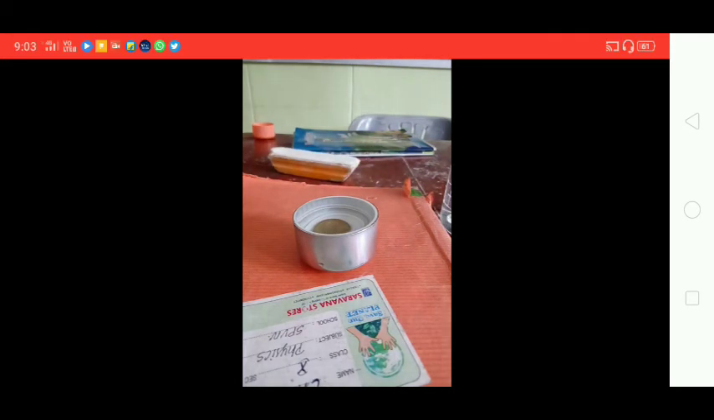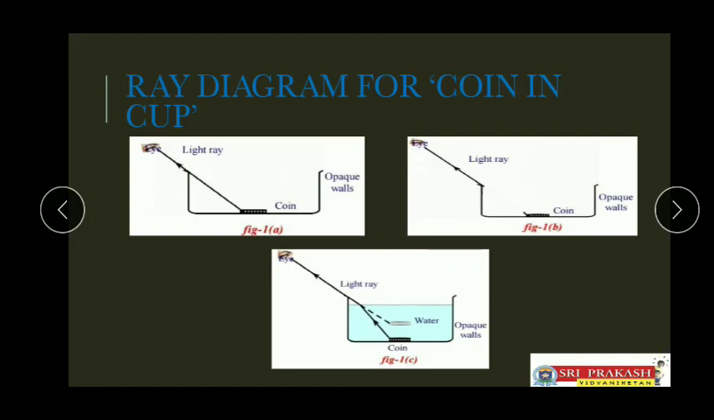Now we need to think how this can happen, as the light is traveling from the coin to the water and from the water to the receiver. So in the ray diagram, in case 1 we will be getting a clear view of the coin. When you move the coin away from the eye, we will not be able to see the coin because the walls will create an obstacle.